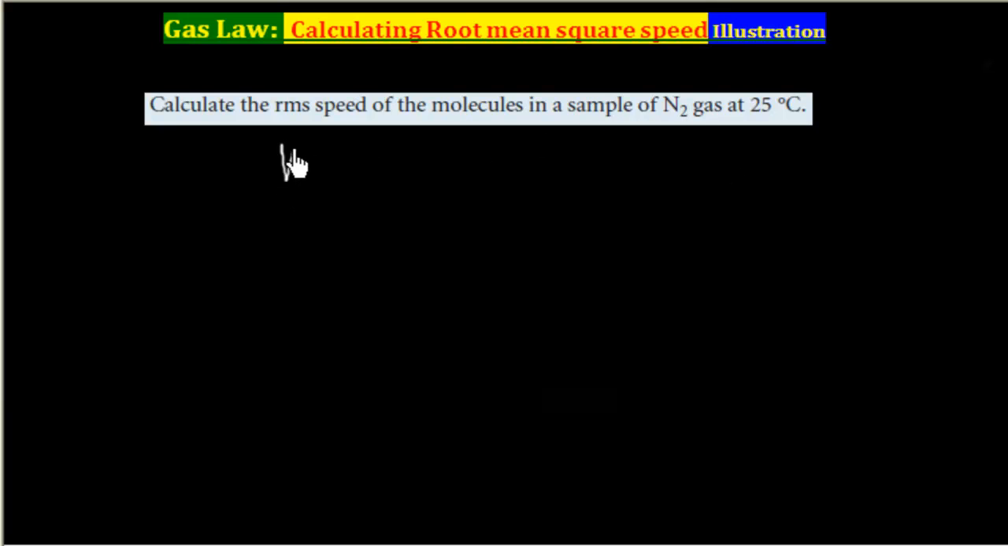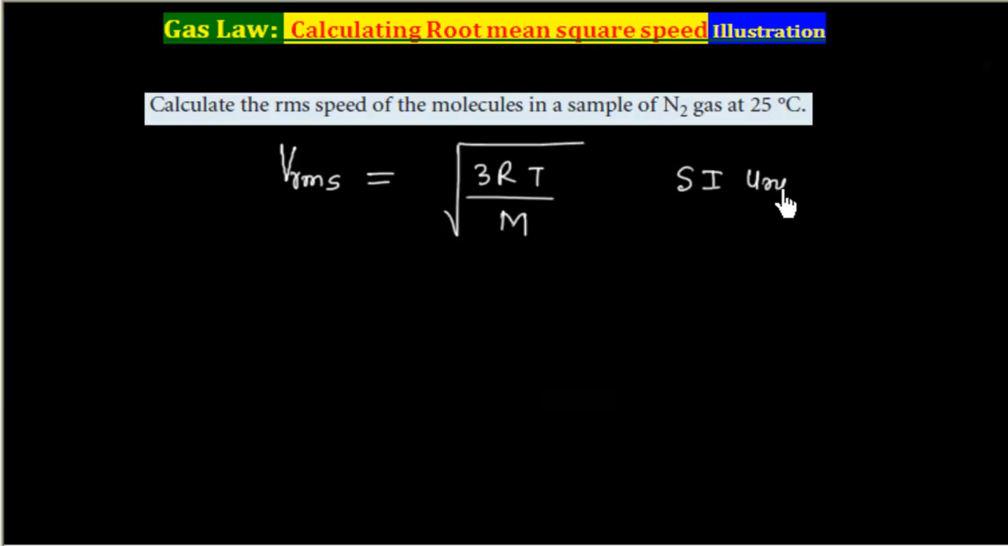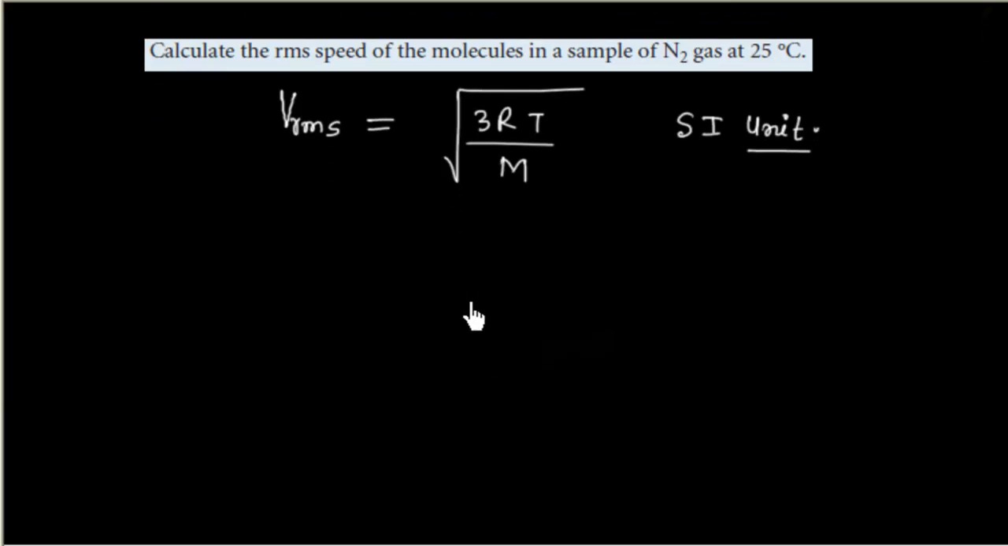So if you remember, Vrms is given by the formula under root 3RT divided by molecular mass. An important point in this formula is that we have to write everything in SI units. Like R in SI units, its value is 8.314 joule mole minus 1 Kelvin minus 1. Temperature in SI units is written in Kelvin.